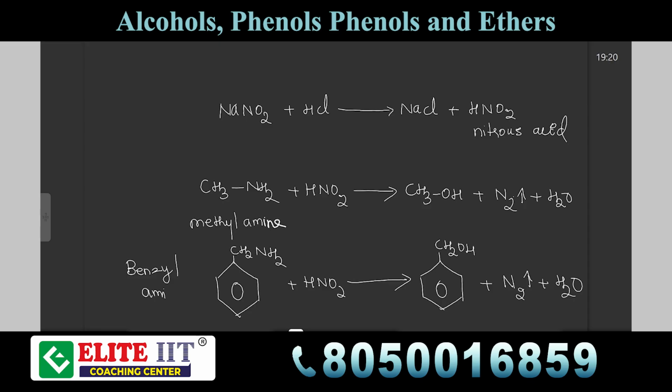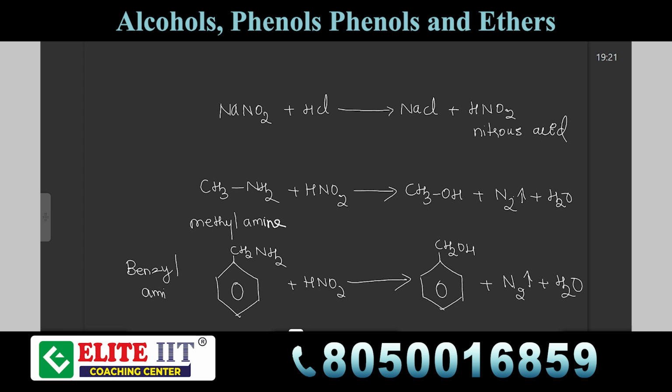The reducing agent used to reduce ketone to secondary alcohol is NaBH4, sodium borohydride, whereas potassium dichromate and potassium permanganate are oxidizing agents. NaBH4 is a reducing agent.